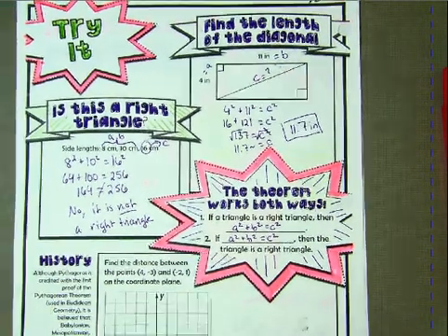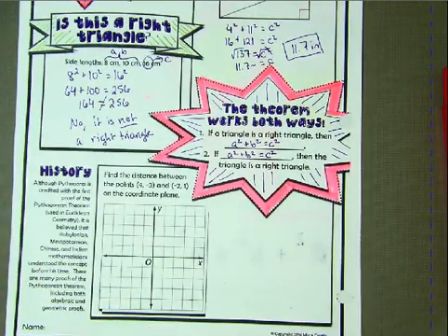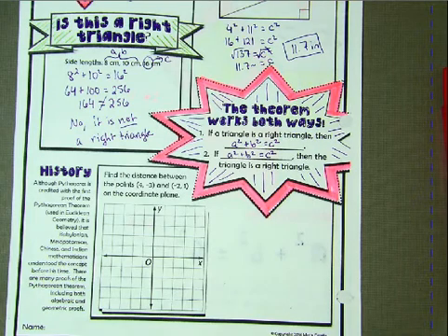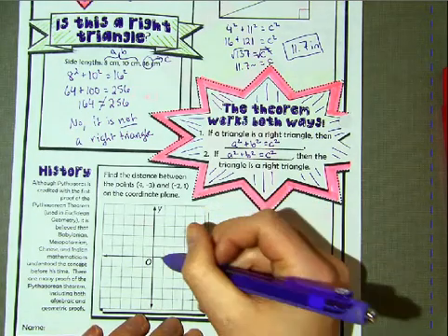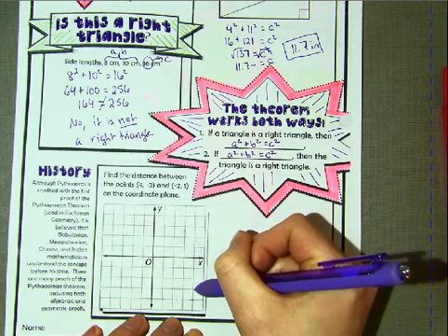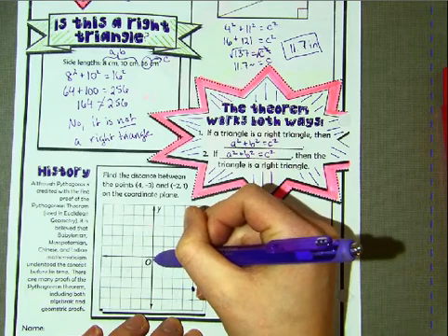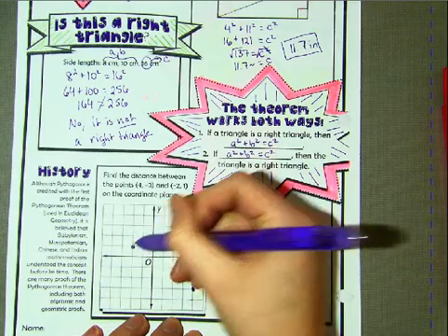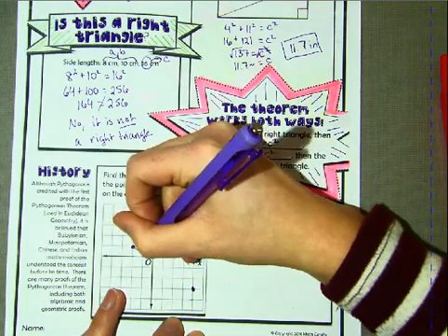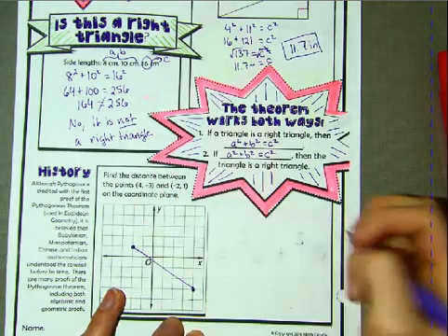So our last example before we move on to the next note sheet. Here we want to find the distance between the points (4, -3) and (-2, 1) on the coordinate plane. So we're going to start by plotting these points. So (4, -3), go over 4, down 3, and then (-2, 1), go left 2, and up 1. Let's see if I can draw a straight line. So we want to find this length right here.